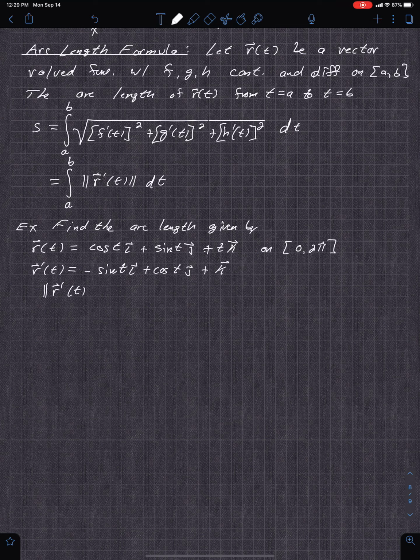So the magnitude of r prime ends up being the square root of sine squared t plus cosine squared t plus 1. What's that equal to? That's just the square root of 1 plus 1, so that's just root 2. So the magnitude is constant on this one. That's kind of a unique case. I know the first example is usually kind of easy.